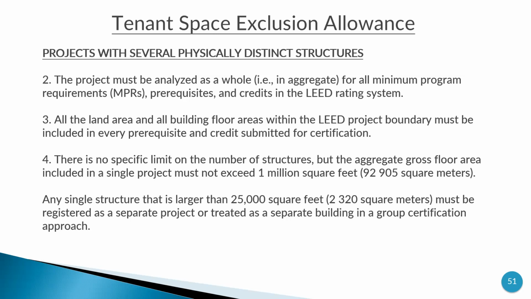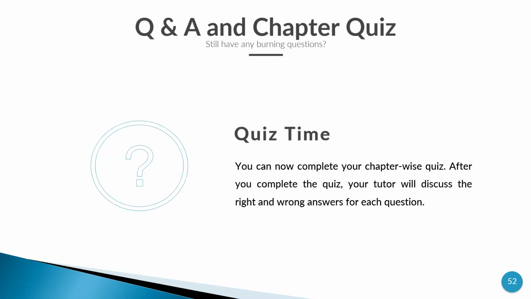There is no specific limit on the number of structures, but the aggregate gross floor area included in a single project must not exceed 1 million square feet. This we need to make a note of. No specific limit on the number of structures. You can have any number of structures, but the aggregate gross floor area must not exceed more than 1 million square feet of area. Okay. Any single structure that is larger than 25,000 square feet area must be registered as a separate project or treated as a separate building in a group certification approach.